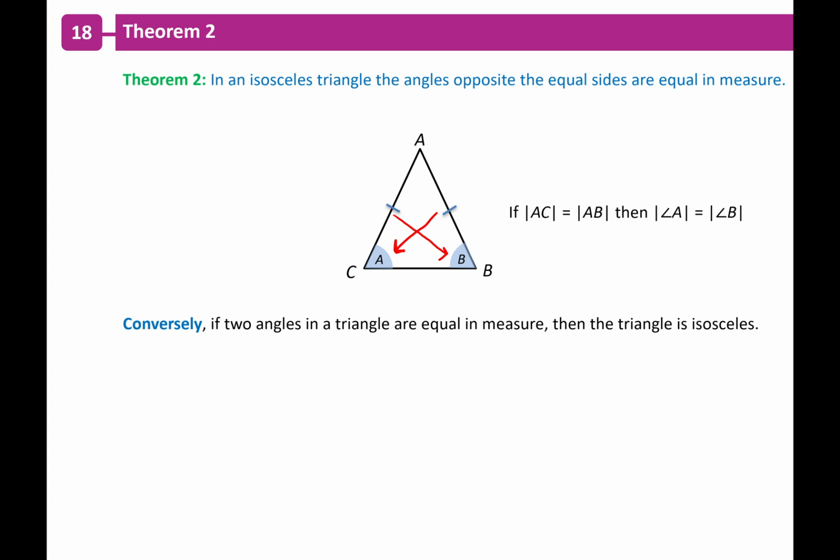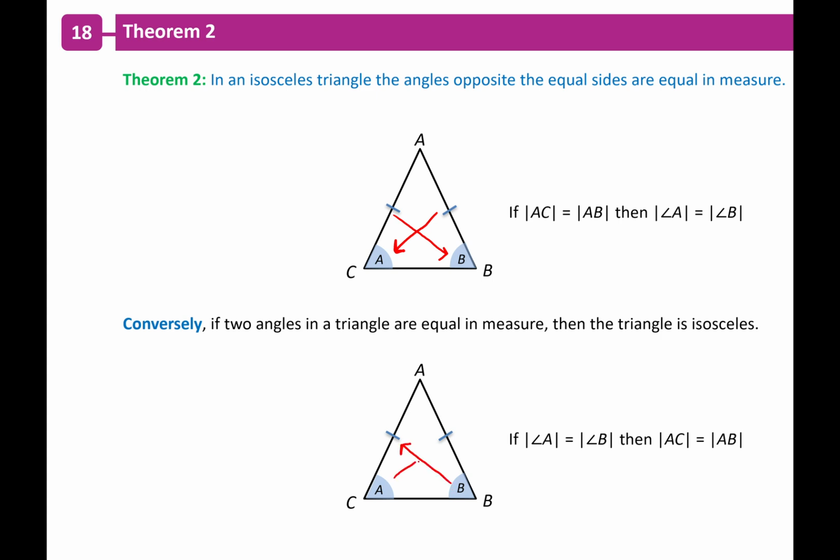Conversely, if two angles in a triangle are equal in measure, then the triangle is isosceles. So here we're told that our angles are the same, which means that the opposite lengths are equal. If we're told that angle B is equal to angle A, then our opposite sides to these angles, that's A to C and A to B, are also equal.